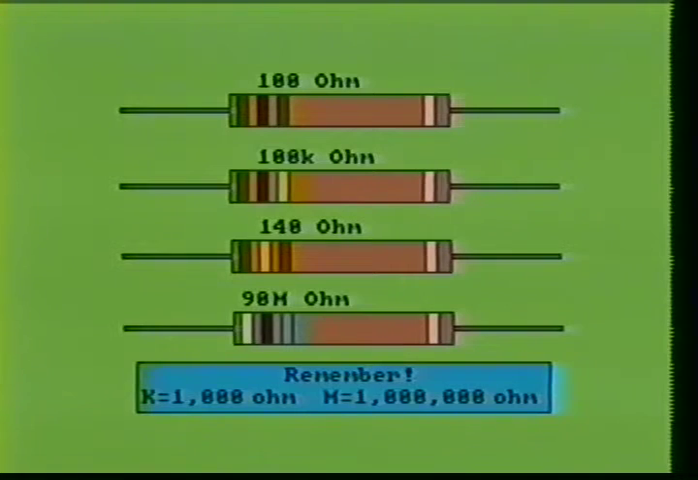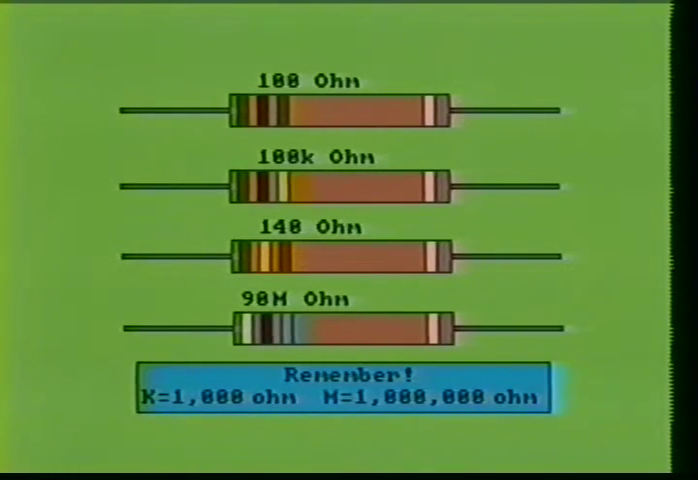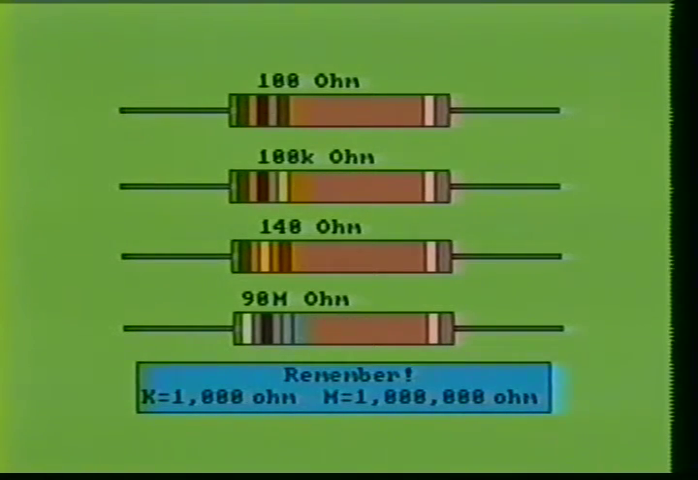The second resistor is color-coded brown, black, yellow. The first digit is a 1, the second digit a 0, and there will be 4 zeros following the first two digits. The value of this resistor would be 100,000 ohms, or 100 kiloohms for short. The third resistor is color-coded brown, yellow, brown. The first digit is a 1, the second digit is a 4, and there will be 1 trailing 0. That means this resistor has a value of 140 ohms.